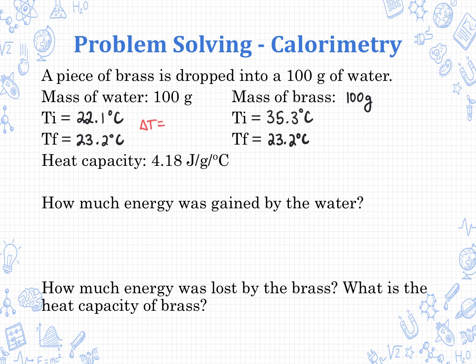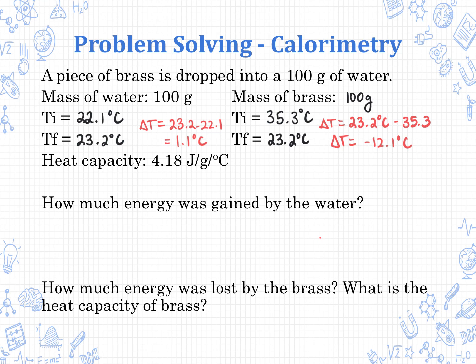So the change in temperature for the water was the difference between these two temperatures, which was 1.1 degrees Celsius. The temperature change for the brass was, it's always final minus initial, so the change in temperature for the brass is negative 12.1 degrees Celsius. And that negative really just signifies that the brass temperature went down while the water temperature went up. We also know the heat capacity of water. It's something that you probably have memorized at this point.